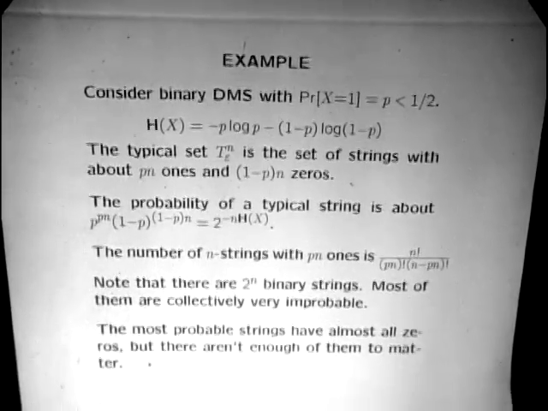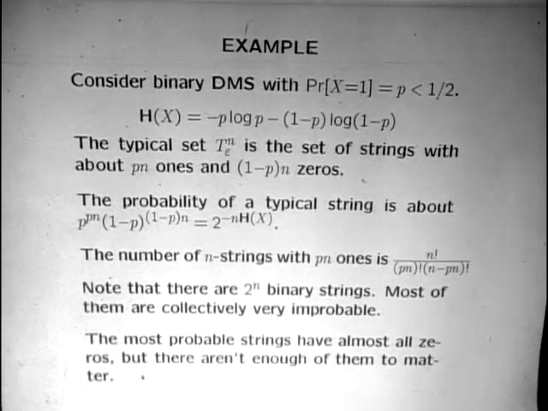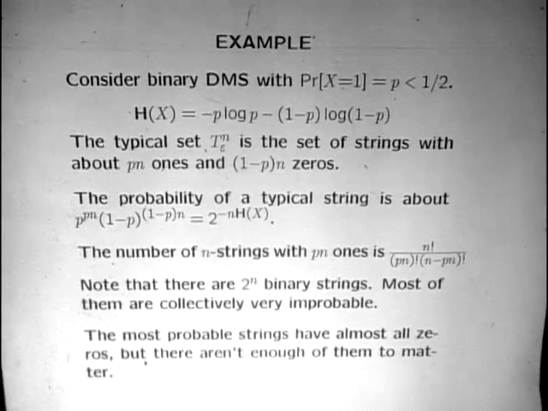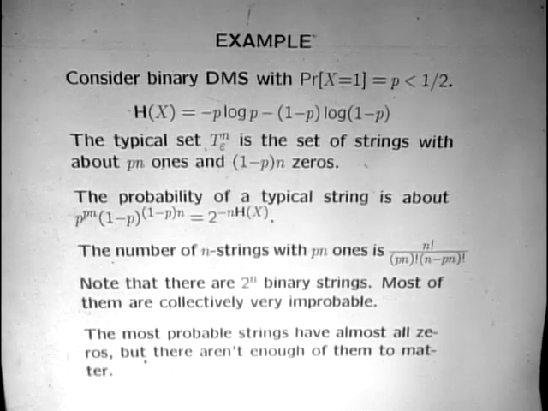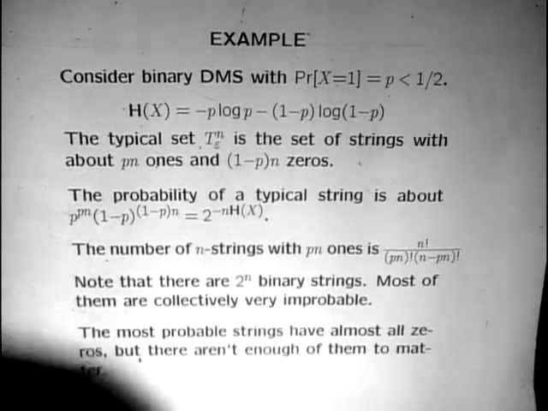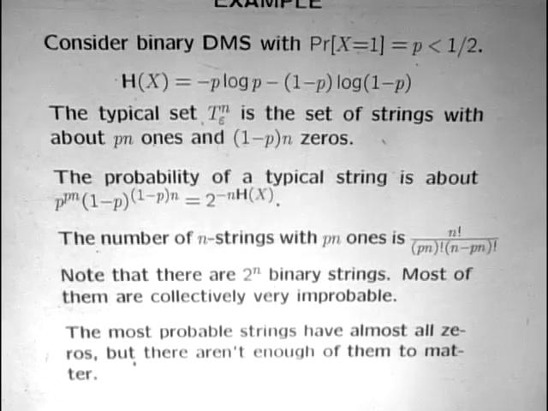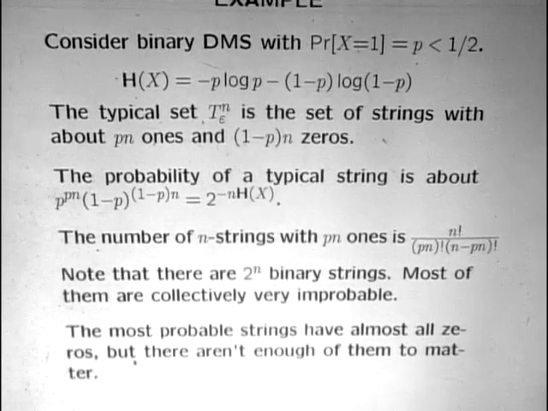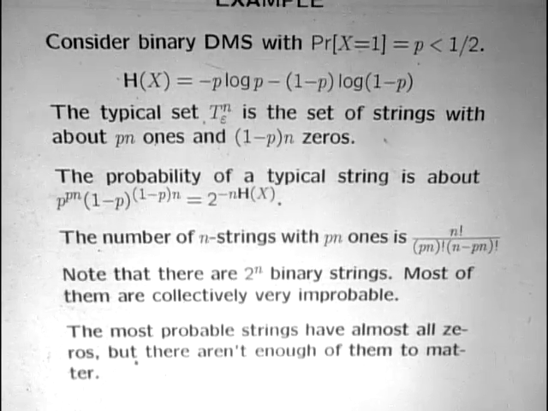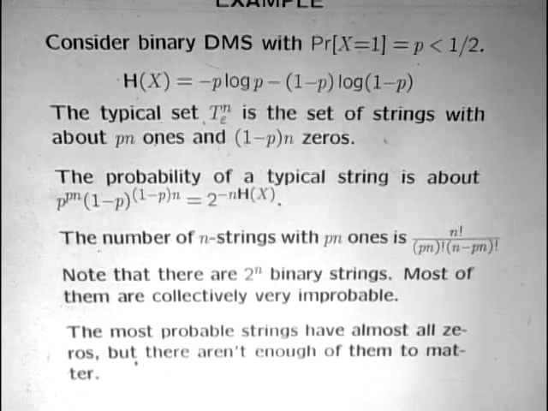Okay, let's do an example of this. It's an example that you'll work on more in the homework and do it a little more cleanly. Let's look at a binary discrete memoryless source where the probability that x is equal to 1 is p, which is less than 1/2, and the probability of 0 is greater than 1/2. So this is what you get when you have a biased coin, and the biased coin has a 1 on one side and a 0 on the other side, and it's more likely to come up zeros than ones.